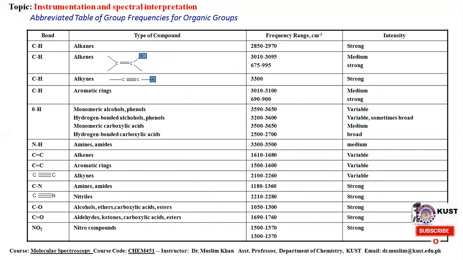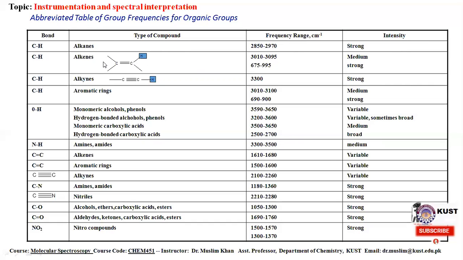Which is showing absorption in the IR spectrophotometer. The bond of carbon and hydrogen of alkane typically shows absorption in the range of 2550 to 2970, and its intensity is quite strong. So whenever you have a spectrum with absorption in the range of 2550 to 2970, you must say this is due to the carbon hydrogen, meaning alkane.